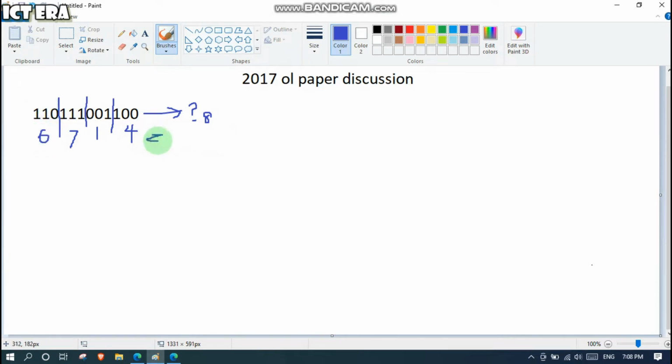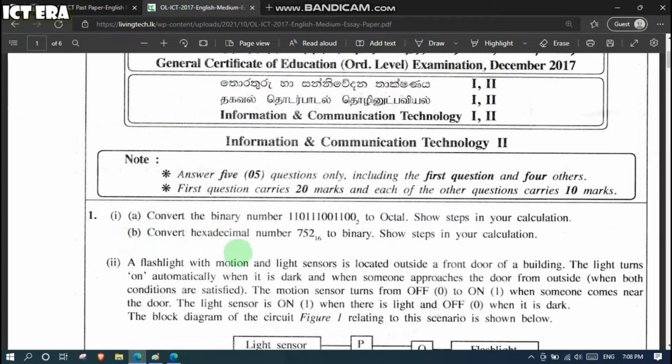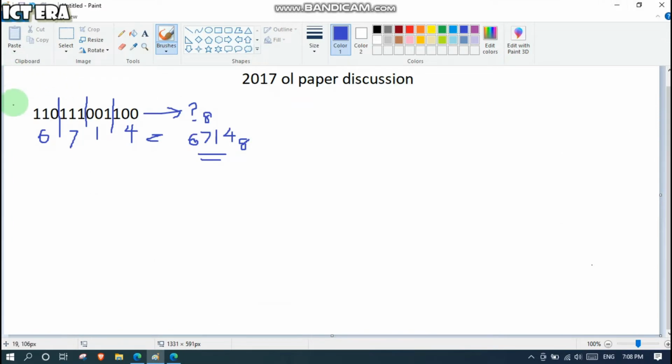So the final answer is 6714 base 8. So these are the steps to calculate. Okay, then let's move to the next question. Convert the hexadecimal 752 to binary. Show steps. Okay, let's convert this one.